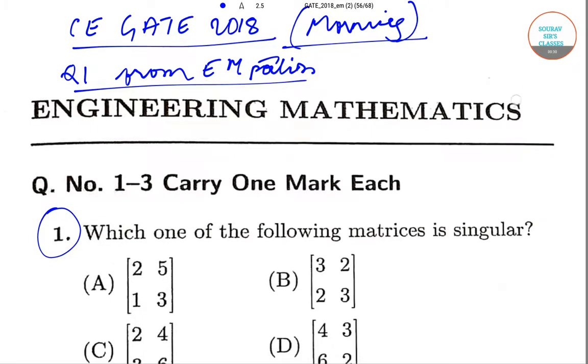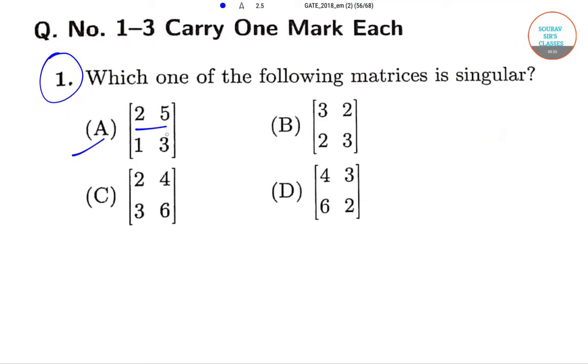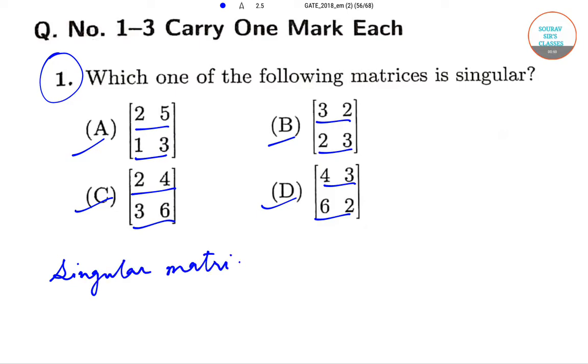In question number 1, it has been asked which one of the following matrices is singular. Option A, matrix 2 5 1 3, option B 3 2 2 3, option C 2 4 3 6, and option D 4 3 6 2. Now singular matrices means the matrices which have determinant equal to 0. So we'll try to find out the determinant of these four matrices.